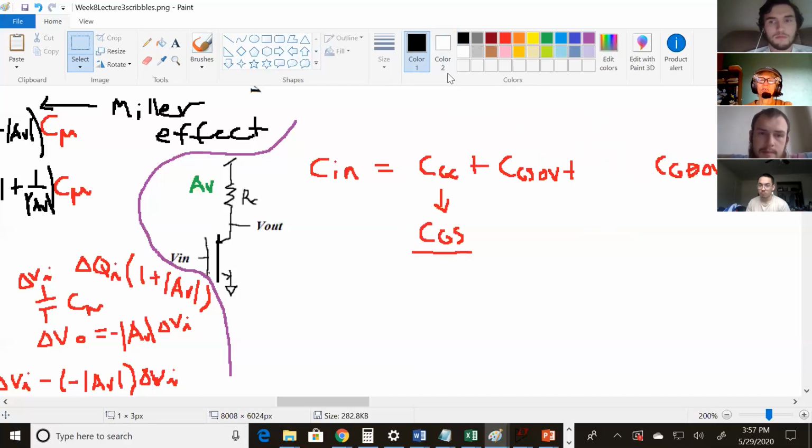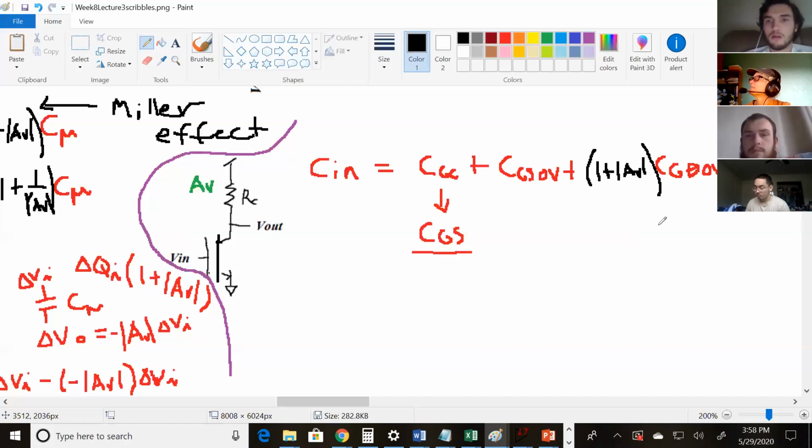And so your Miller effect, it's the same thing if you move delta V. It's an inverting amplifier. It's going to move up by how much? Or move down by how much? 1 plus AV. So this is 1 plus AV. Yes. Okay. And your C out.